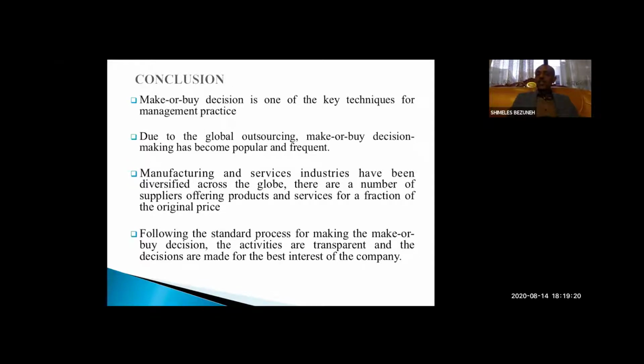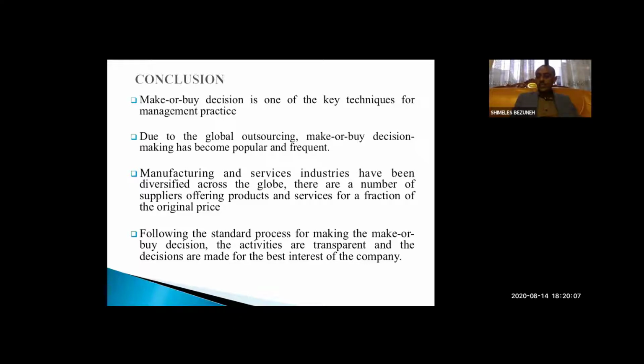A make or buy decision is one of the key management practices. When people think about it, they think it is an easy decision, but it's not easy. The make or buy decision is a very strategic decision. Due to global outsourcing, buying has become popular and frequent. Manufacturing and service industries have diversified across the globe. There are a number of suppliers offering products and services. By the way, we are living in a global world. So this make or buy decision is very strategic, helping not only the economic benefit of the company but also the key core competency of the company.